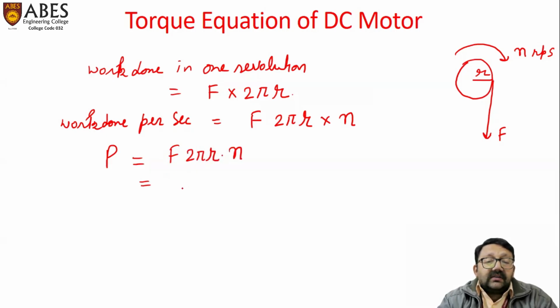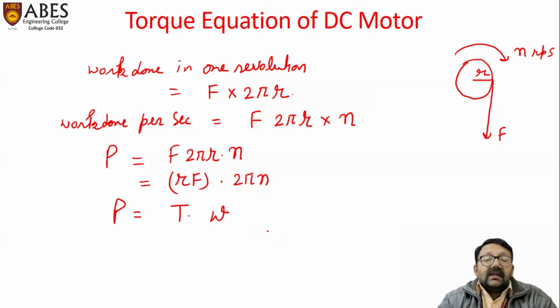So rearranging all these things, this is r into F multiplied by 2 pi n. We all know r into F is the moment of force, or the torque. So P is equal to T into omega, where 2 pi n is written as omega, the angular velocity of this rotating wheel. And it is the general expression with which we can relate power and torque of a rotating body.